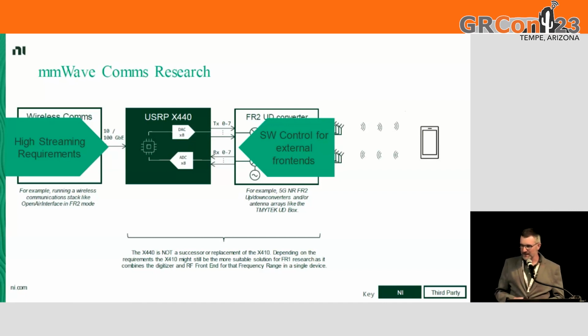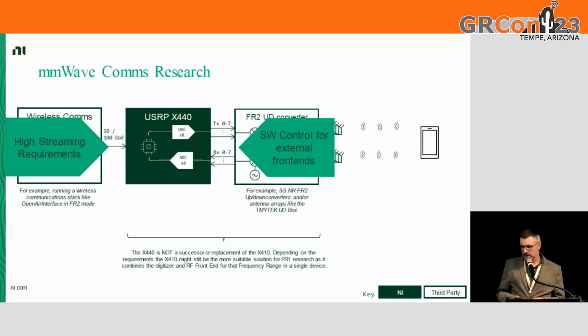What it says on the left-hand side under the green pentagon is wireless comm software stack. So this is the idea that you might be running some kind of 5G, 6G software stack. And on the right-hand side, you could be using an FR2 up and down converter for millimeter wave. Now, why would you do that with an X440 and not with an X410, where the X410 is the device that we typically advertise as useful for these kinds of applications like wireless comms research? It's because these external up and down converters make it a perfect match for this IF-based receiver.